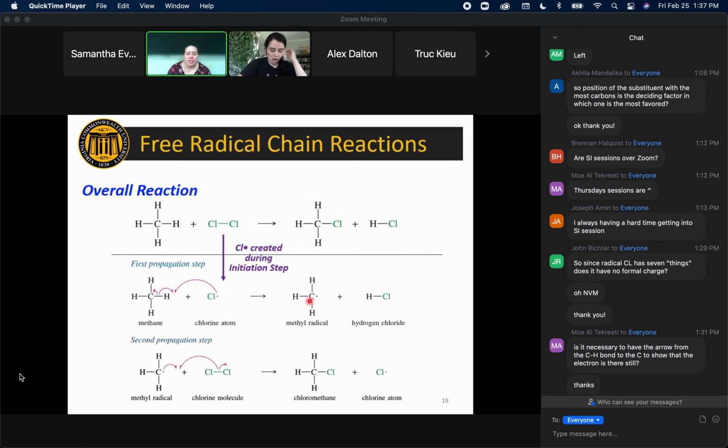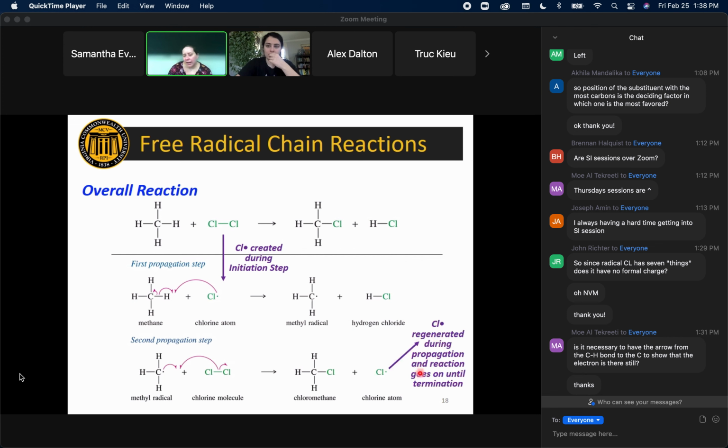In the second propagation step, the methyl radical that we just generated will combine with a new fresh molecule of chlorine to create a new carbon-chlorine bond using one of the electrons in this chlorine-chlorine bond. The other electron from that chlorine-chlorine bond will go back to the chlorine atom to generate another chlorine radical. So now we've generated a molecule of our target compound, one of our products, and we've regenerated a new molecule of chlorine as a radical.